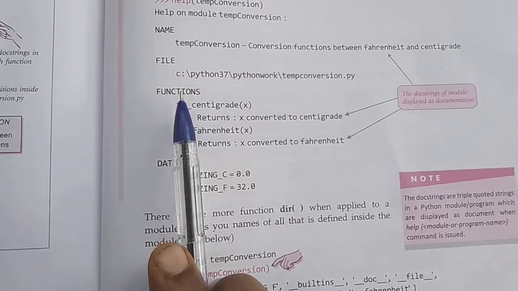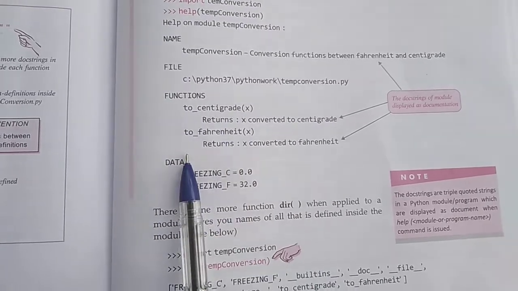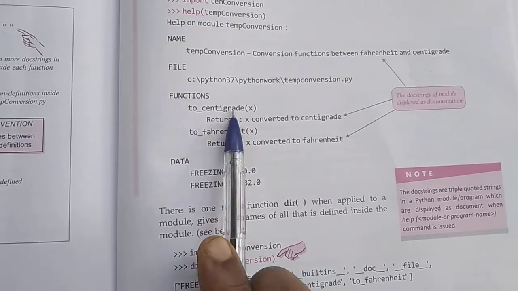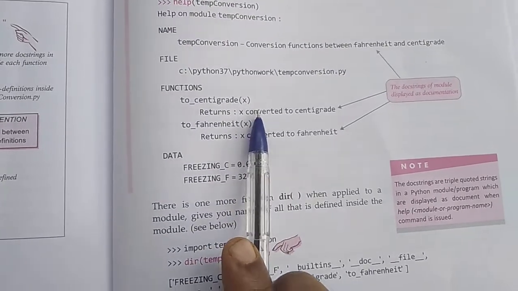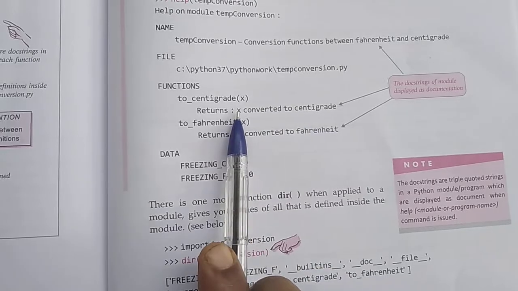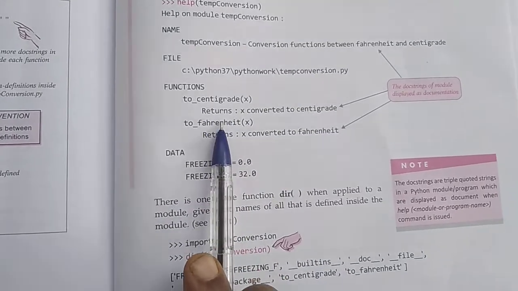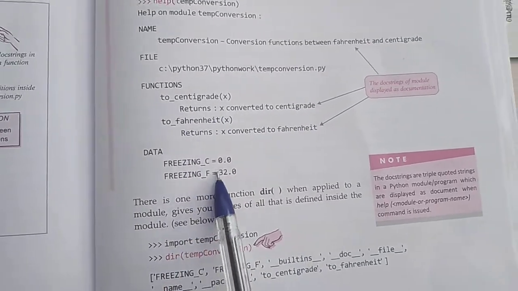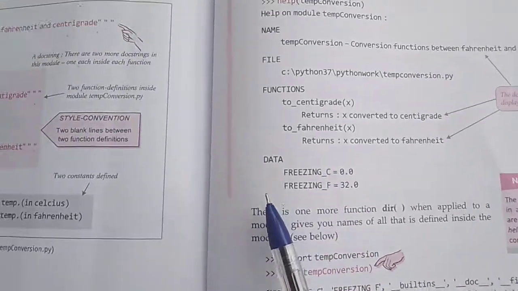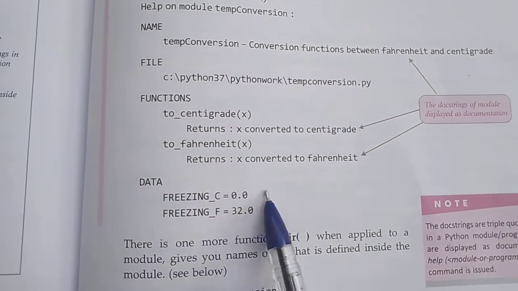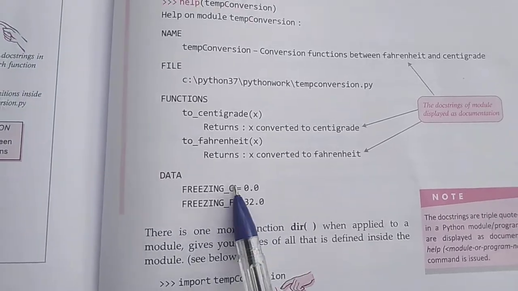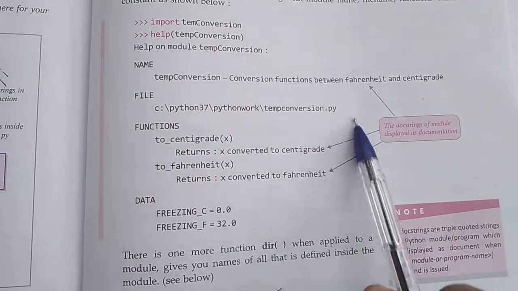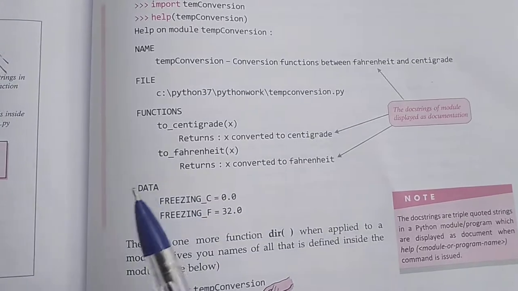Then what are the user defined functions used there? to_centigrade_of and to_fahrenheit_of. These two functions have the triple quoted strings, so the triple quoted strings are displayed here. This function is going to return the value of x, and the other also returns the value of x. Then what is the data we used there? Freezing centigrade 0.0, freezing Fahrenheit is 32.0. So these are the data there. So we can see all the content that is in that program.